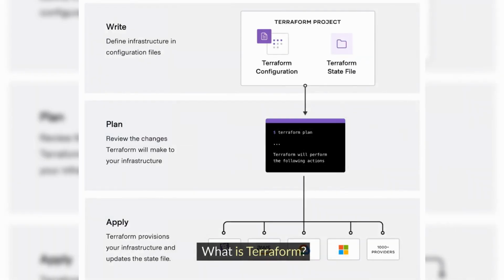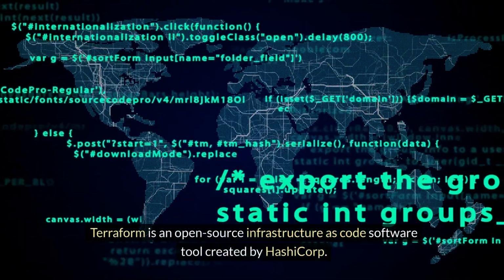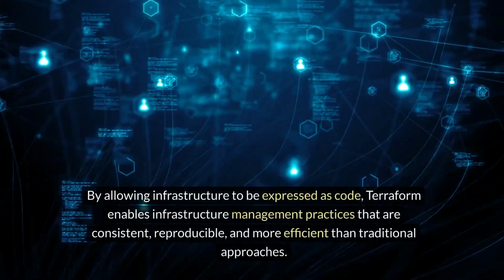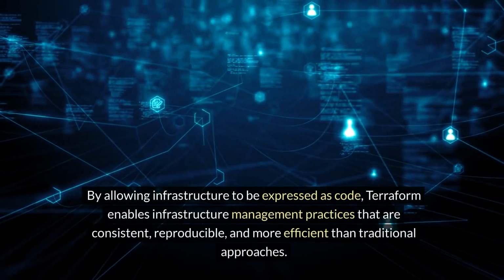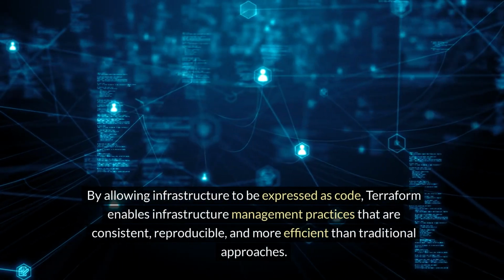What is Terraform? Terraform is an open source infrastructure as code software tool created by HashiCorp. It allows users to define and provision infrastructure using a high-level configuration language known as HashiCorp Configuration Language (HCL) or optionally JSON or YAML. By allowing infrastructure to be expressed as code, Terraform enables infrastructure management practices that are consistent, reproducible, and more efficient than traditional approaches.